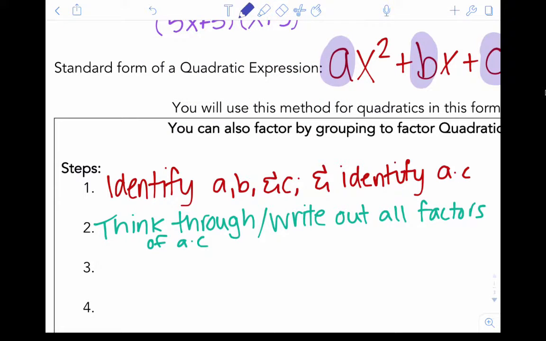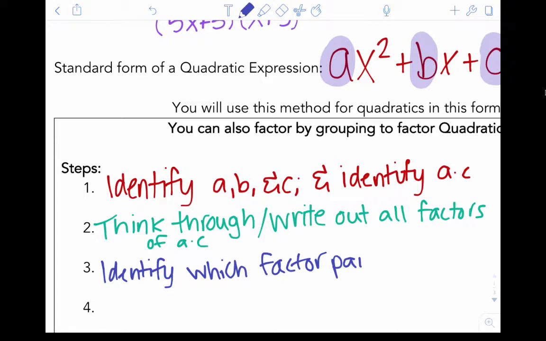After we do that, we're going to identify which factor pair sums up to B. So that means we're going to look at all of those pairs of numbers that multiply to AC, and we're going to figure out what they all add up to, and one of them is going to add up to B. And that's the one that we're going to use.